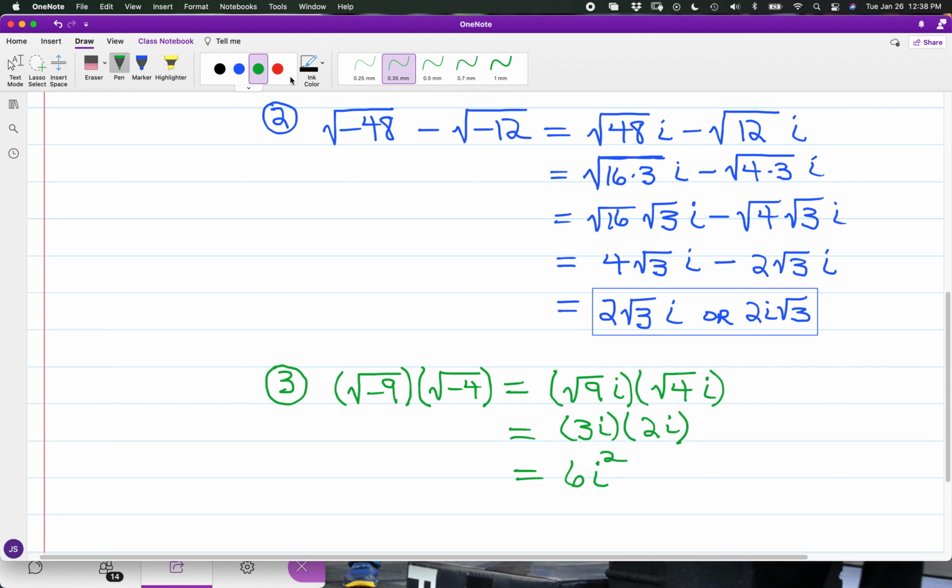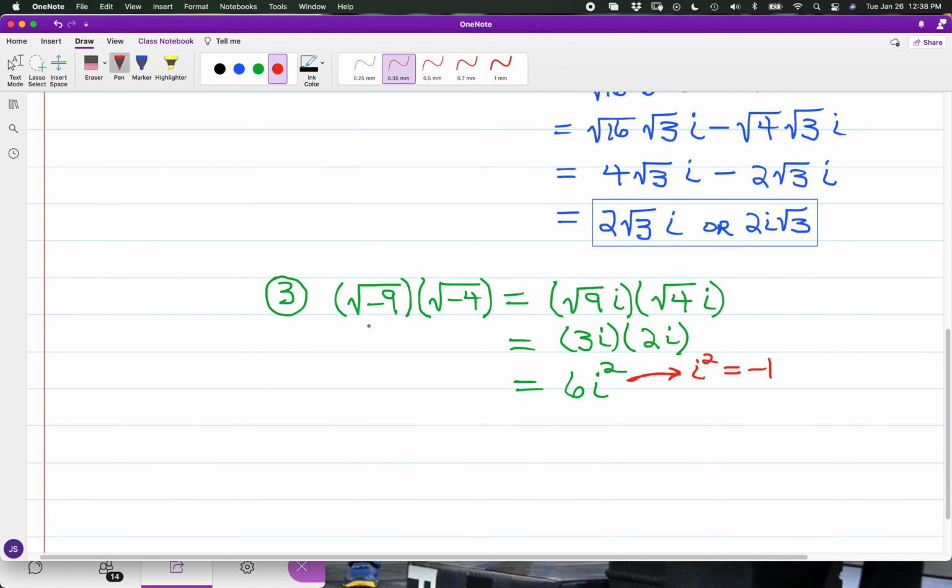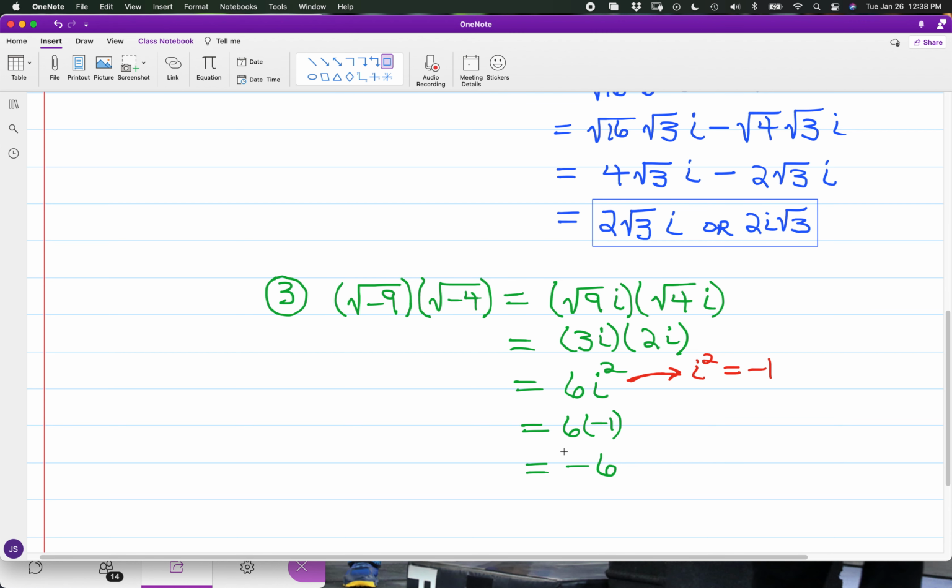But since we're dealing with the complex number system, you're going to write the radicals in terms of the letter i. So once you multiply together, we have i squared equal to -1. So the product of the square root of -9 and that of -4 is not going to be 6. Instead, we're going to have 6 times i squared, with i squared at -1. And we have the end result at -6 as opposed to +6.